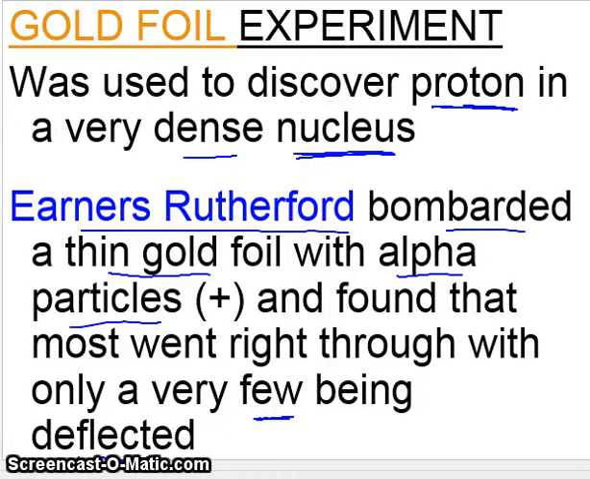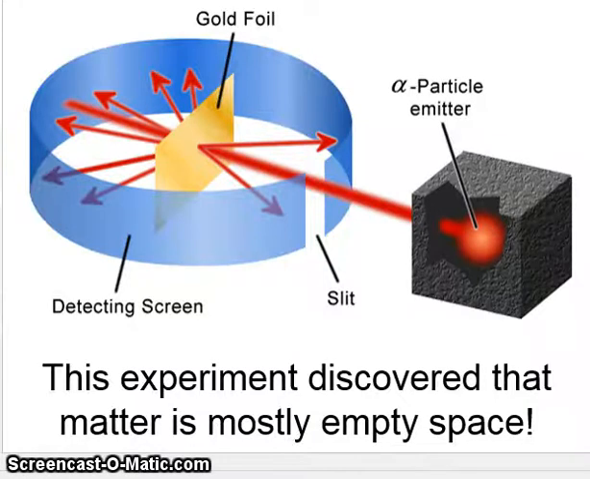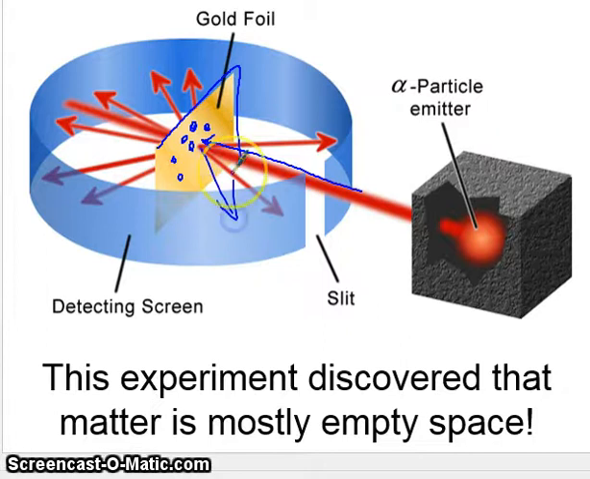So let me show you what this experiment looks like. Here it is. And this gold foil, now remember the gold foil is made of atoms. And there's a bunch of atoms in here. However, most of these particles did not hit the atoms, but went right through. Only a very few hit the atoms and shot back.